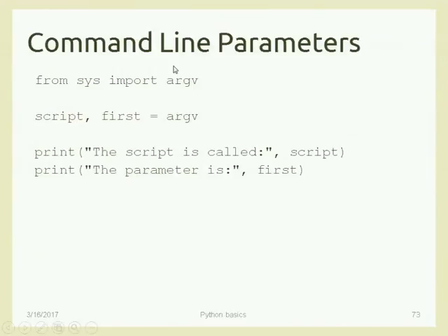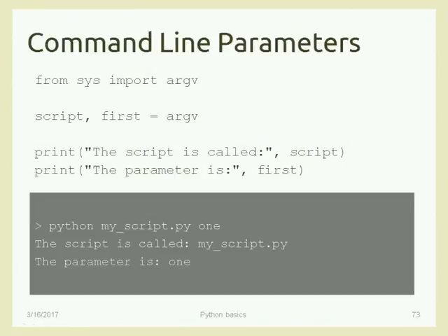That is everything you type on the command prompt on Windows, on the terminal on Linux, on the command line. This argv contains a series of elements. The first one is always the name of the program you call. The second one is the first parameter, the third one is the second parameter, and so on. If you have no parameter, this argv will contain only the script value, the name of the program.